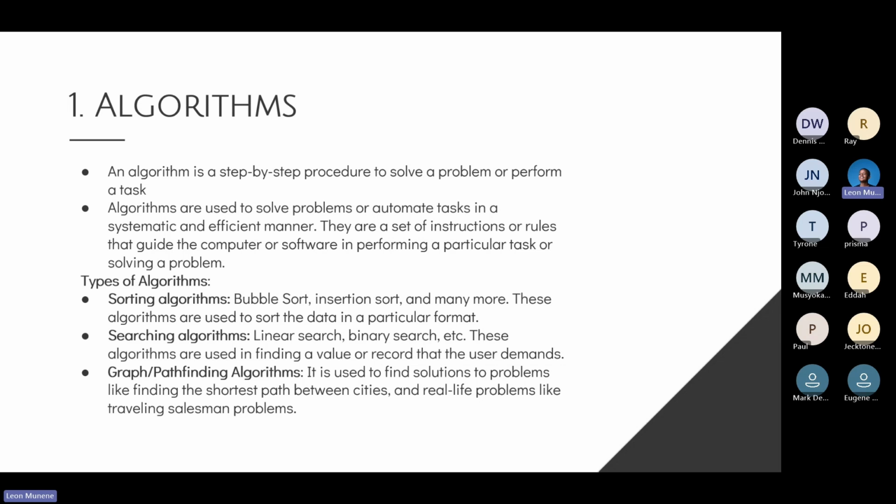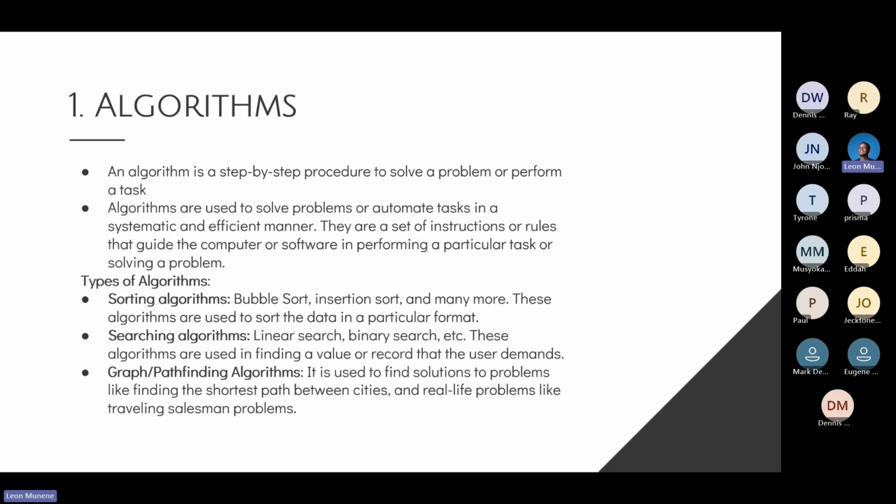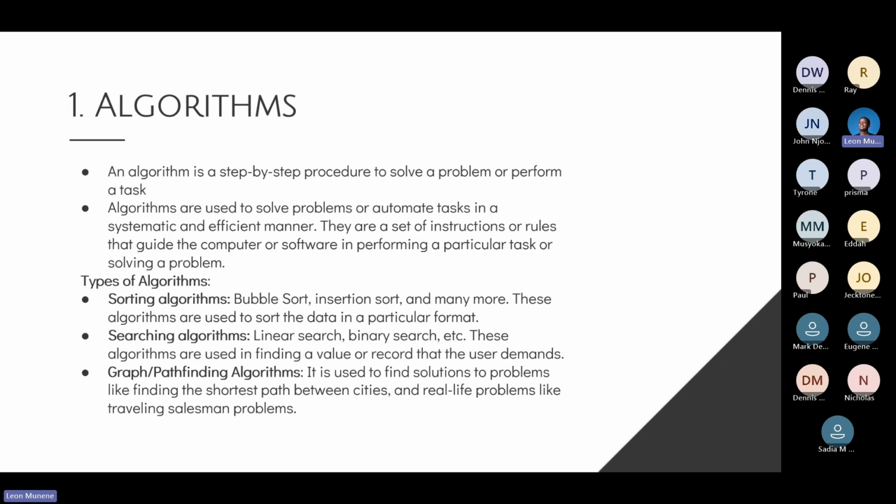Now, in programming, algorithms are used to solve problems or automate tasks in a systematic and efficient manner. Simple. An algorithm has to be very systematic. It's not willy-nilly where you do something because you want to do it. You have to be ordered in a certain way, and the main reason you use algorithms is to be as efficient as possible. That's why you use them, not just doing it randomly.